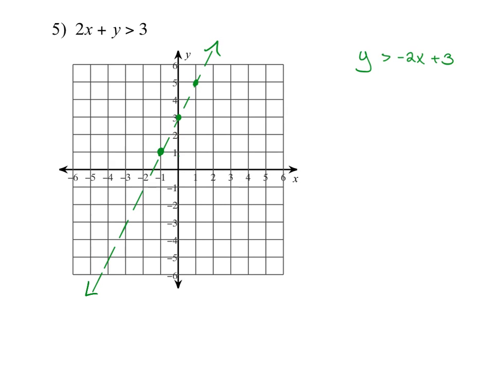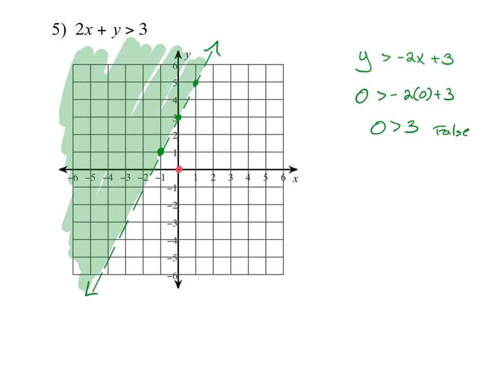Now again, I'm going to do exactly the same thing. I'm going to test a point. So 0 greater than negative 2 times 0 plus 3. 0 is greater than 3. Again, this is false. So that means that I'm going to shade to the opposite side. So I'm going to shade everything up here. And that's the graph and the solution of this inequality.